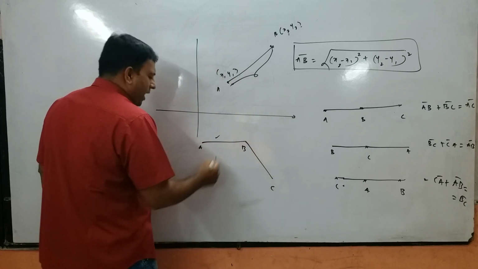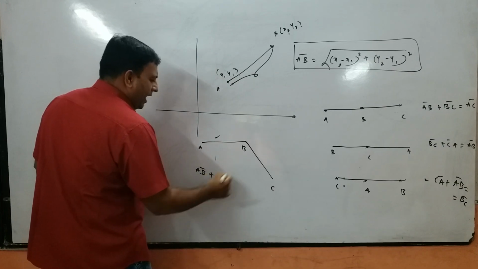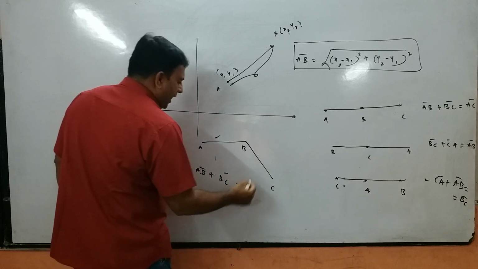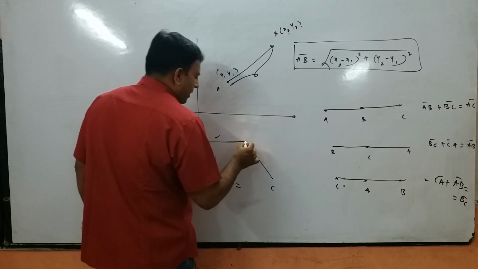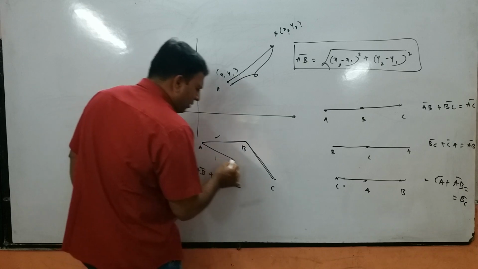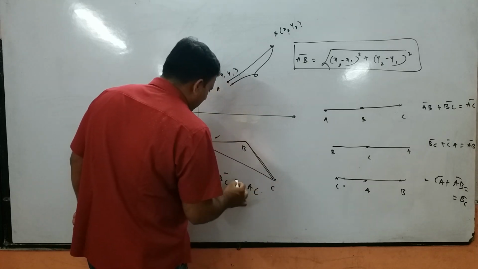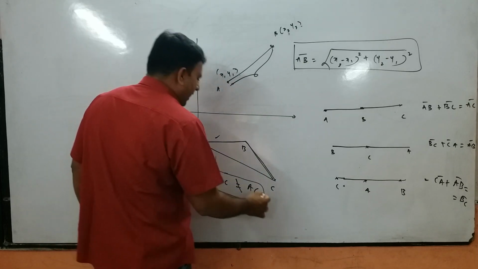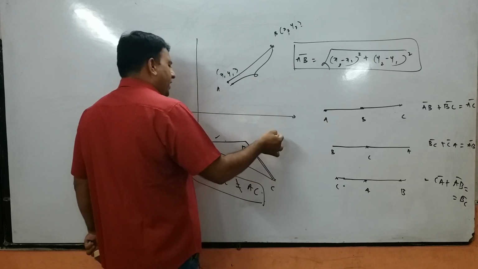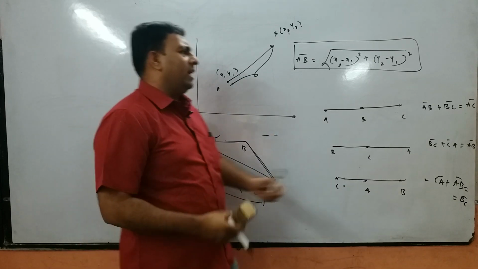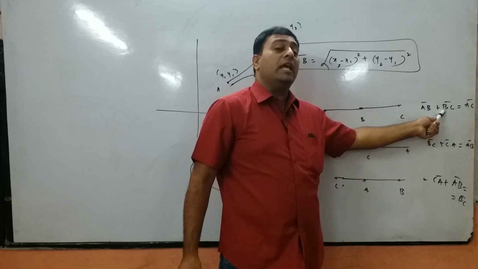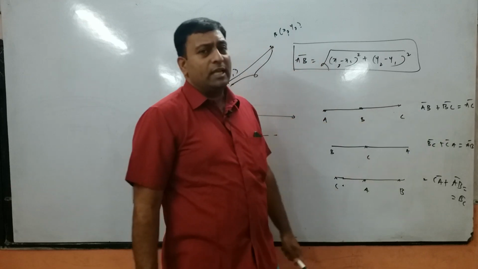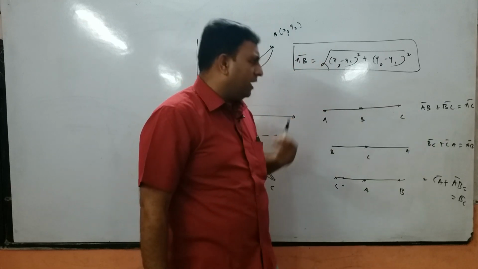Now I will ask you to add AB, I will ask you to add BC, and I ask you whether AB plus BC is equal to AC? Is this equal to AC? No, sir. So what do you understand? When all the 3 points lie on a same straight line, they satisfy this linear relationship. This is also called a linear combination or linear relationship.